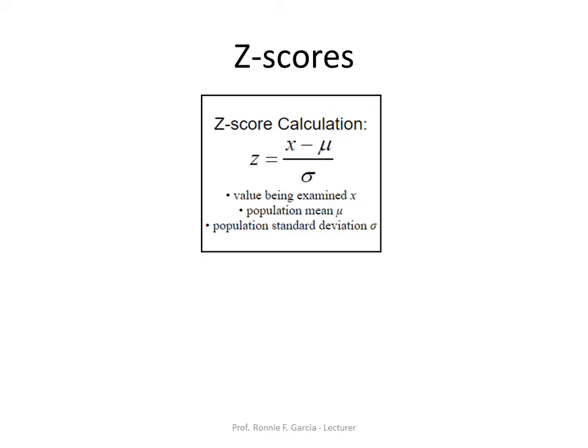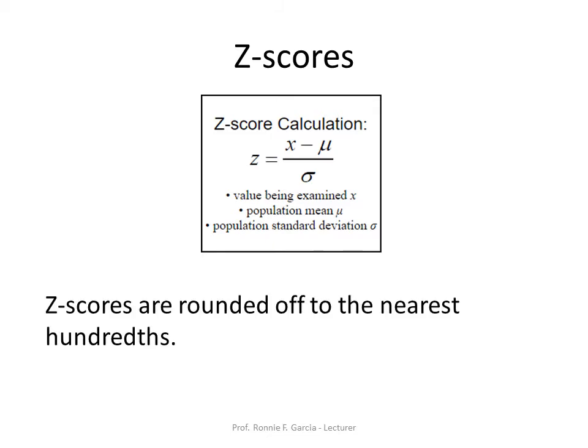So what is the calculation for the z-score? From the raw scores that we have gathered from any data set which is normally distributed, we can transform it into a standard score by getting the difference of that particular raw score from the mean. So that is your score minus the mean, which is the mu, divided by the standard deviation, which is represented by the small letter sigma. That is the formula for calculation for z-scores. And take note that the z-scores are rounded off to the nearest hundredths, so 2 decimal places.